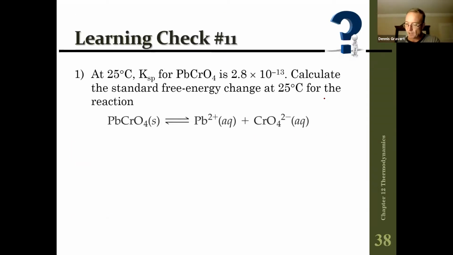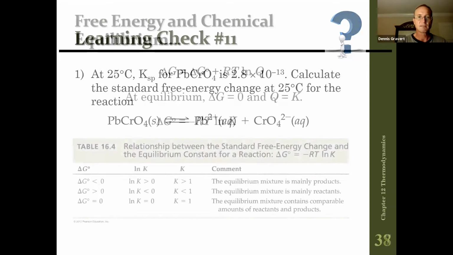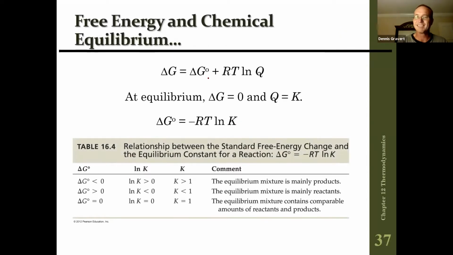Ooh, number 11. We're getting near the end here. At 25 degrees Celsius, the Ksp for lead chromate is 2.8 times 10 to the minus 13. Calculate the free energy change at 25 for this reaction. Did I skip a slide? Because we don't have a Q. We actually have the K. Yeah, I skipped it. Sorry.